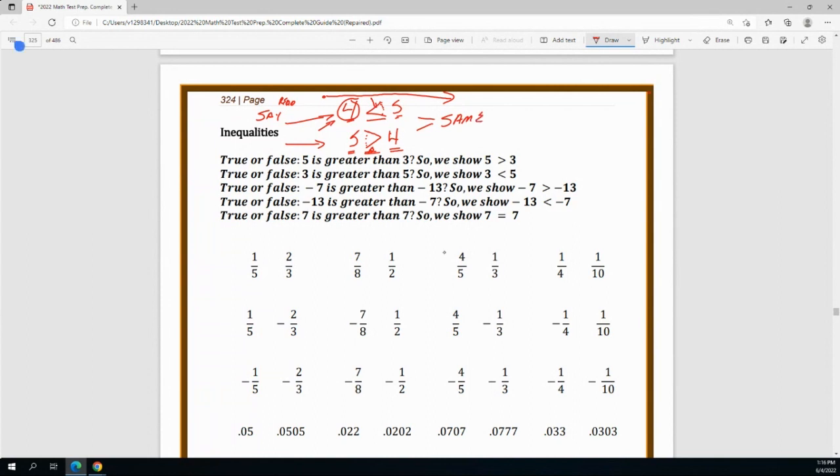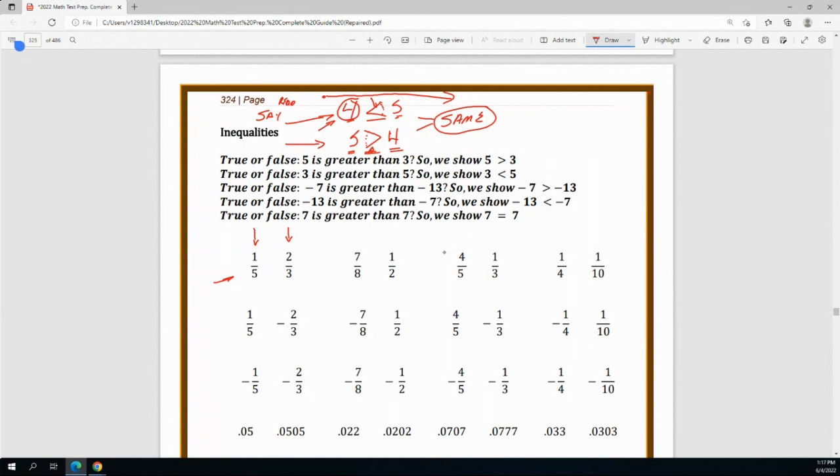Listen to it again. 4 is less than 5. Do you agree? 5 is greater than 4. Yeah. Though I used a different word, isn't the meaning the same? Yeah, it's the same. So let's give it a shot. You have two things. You have 1/5. You have 2/3. We're going to figure out which one's bigger.